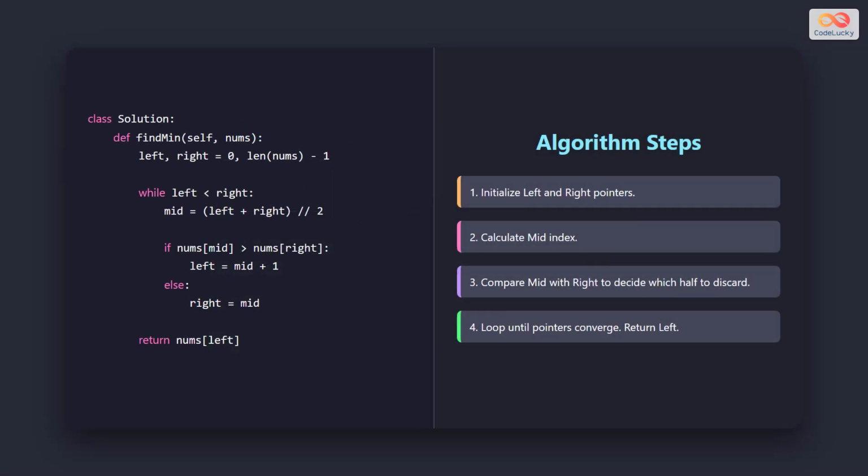Here is the implementation in Python. We initialize left and right pointers. Inside the loop, we calculate the middle index. Based on the comparison with the rightmost element, we adjust our pointers. Finally, when the loop ends, the left pointer will be at the minimum element.